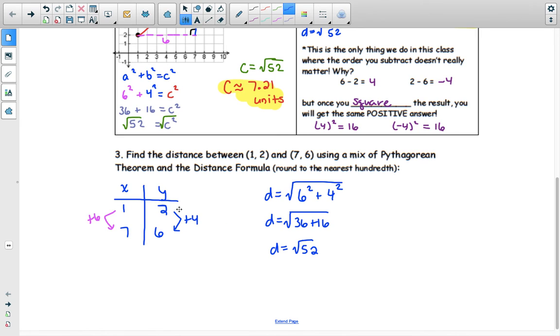So finding the change in y and the change in x will help us to do the distance formula as well. So we still end up with that the distance is approximately 7 and 21/100 units. Same answer. But this is using a mixture of the distance formula and Pythagorean theorem without having to graph the Pythagorean theorem and without having to memorize the distance formula.